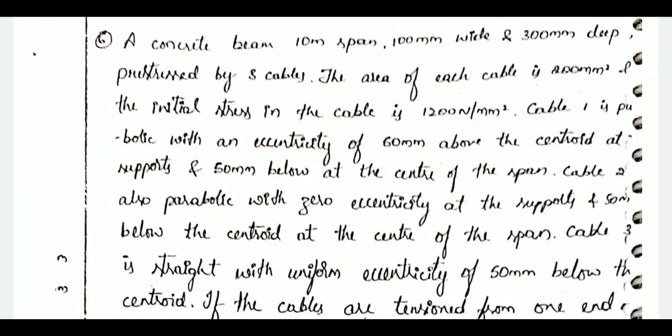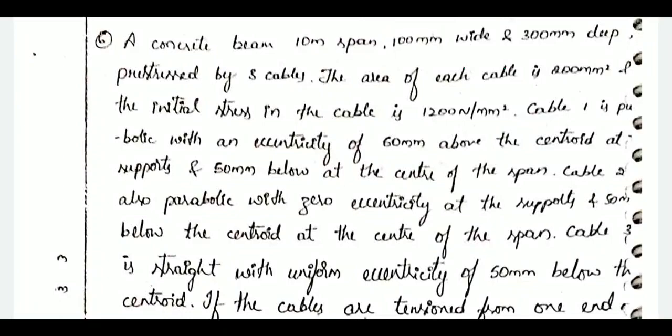Hello everyone. Today we are going to solve a few more problems on the losses of pre-stress. So today's first problem: a concrete beam 10 meter span, 100 mm wide and 300 mm deep, pre-stressed by 3 cables. The area of each cable is 200 mm square. The initial stress in the cable is 1200 Newton per mm square.